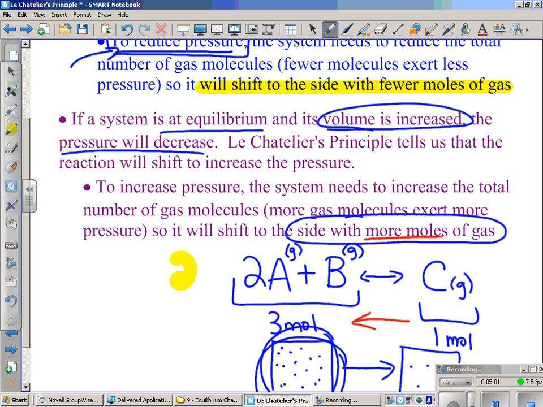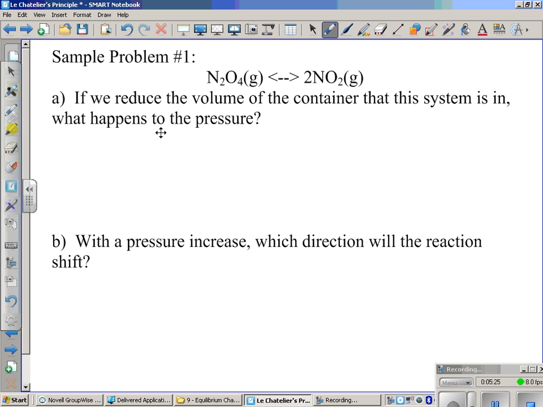So the idea of pressure and the idea of concentration are very similar. If there's too much, we need to bring it down. If there's too little, we need to bring it up. Now, how we do that, of course, depends on whether or not we're talking about concentration or pressure. For pressure, it'll be about either going to the side with fewer moles or going to the side with more moles. Let me show you what this looks like with some example problems that might help clarify a few things for you.